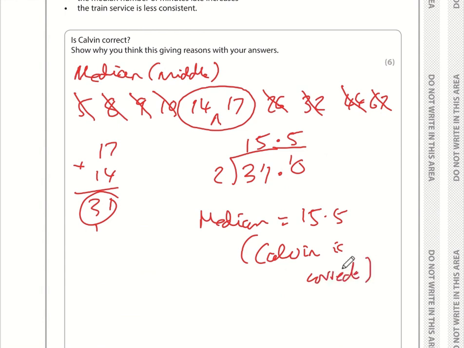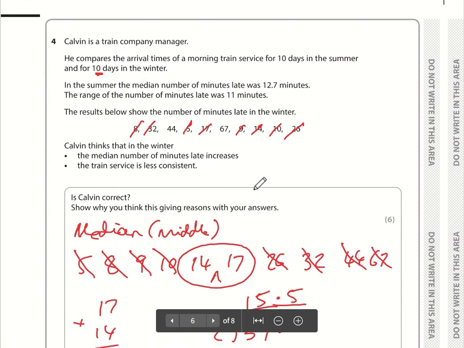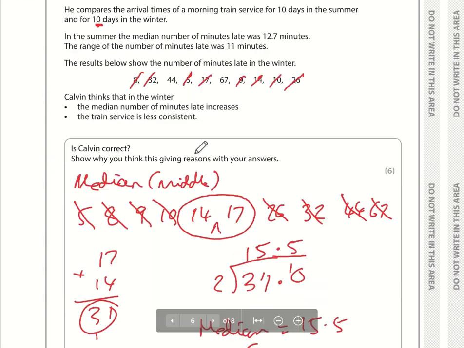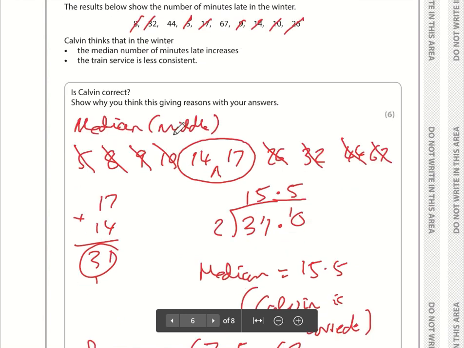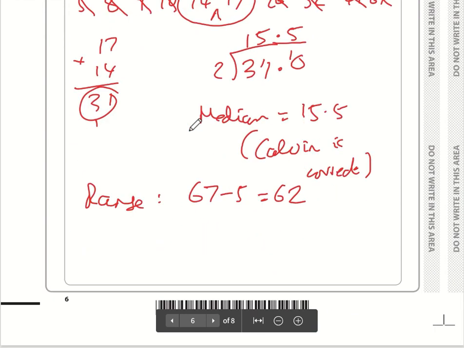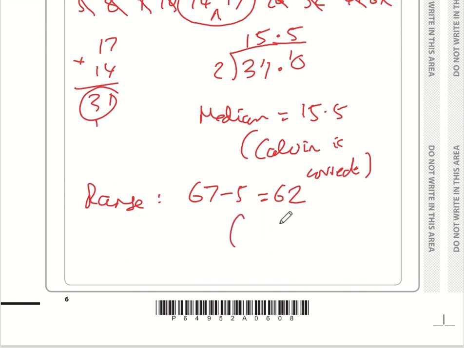Now let's take a look at, he says here that the train is less consistent, so that is to do with the range. Now the range is the difference between the biggest and the smallest, so that's 67 take away 5, which is 62. So the range is 62, and previously it was 11, and he says the train service is now less consistent. Well, if the range is greater, then that proves that the consistency is less as well. So yeah, bigger range, less consistency. So again, Calvin is correct on this part as well.